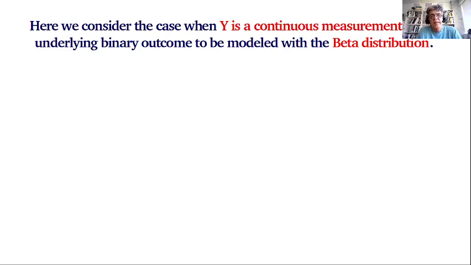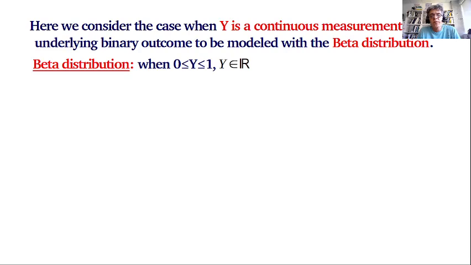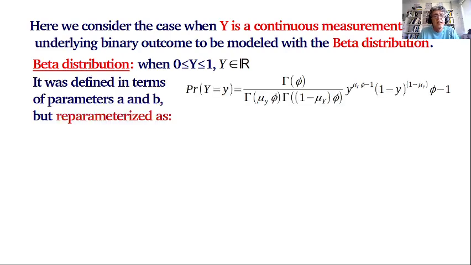So here, as I said, we are going to consider just the case when the response variable is a continuous measurement of an underlying binary outcome, and this, as I mentioned, would be modeled with a beta distribution. The beta distribution applies to values of a response variable that are real numbers between 0 and 1, in the unit interval. This probability distribution is very old, was originally defined in terms of two parameters, A and B, depending on the book, but has been reparameterized in terms of two parameters, its mean and a dispersion parameter phi, that governs the relationship between the mean and the variance of such a response variable.